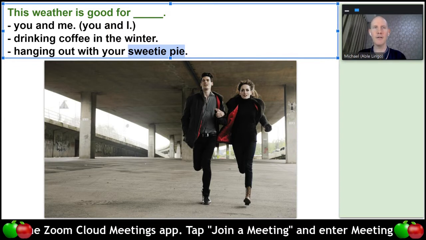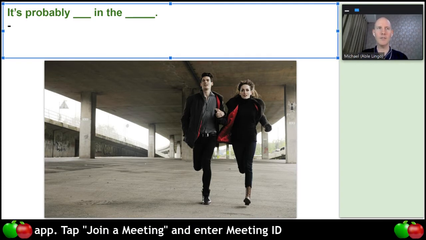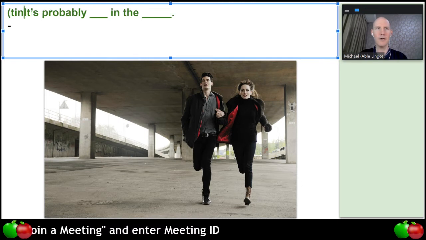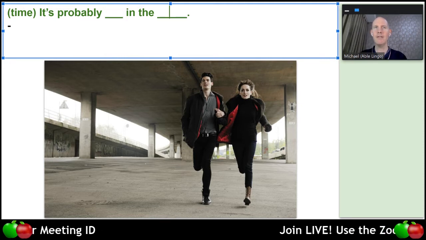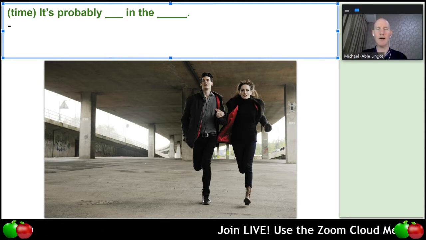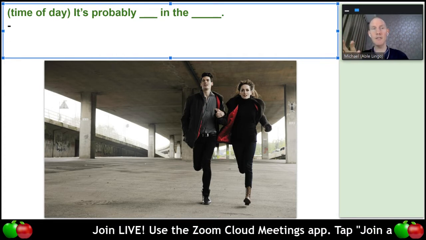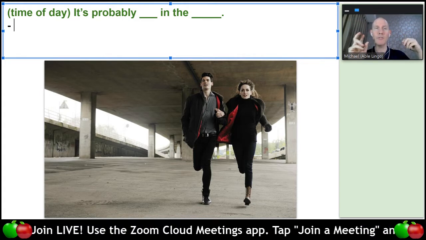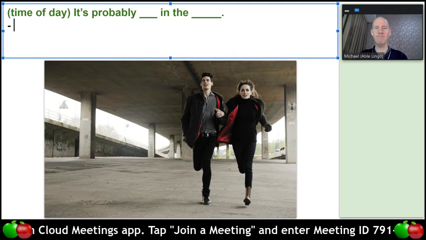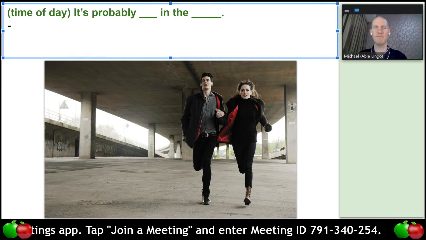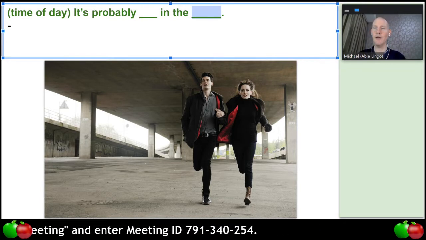Right. Okay. All right. Let's move forward. Here we go. All right. So now we're going to be talking about time. How would you guys fill in this? It's probably in the... So we're going to be talking about time of day. What do you guys think? What would you fill in? Different possibilities. We can't see the blue sky, but we know it's daytime. What do you think? So we're looking for a time here and then a part of the day.